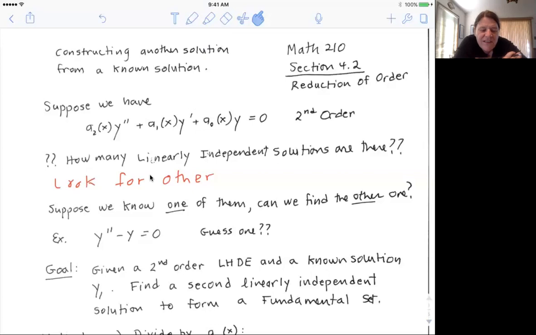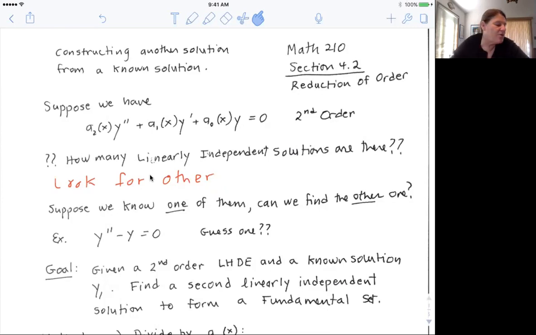Does anybody see one that they think might work? Think of a really basic function that's easy to differentiate, and maybe you can figure out that when you plug it in, double differentiate, and subtract the original, it'll be 0. Take your mic off if you've got an answer. Anybody figure out which one might work there? Differentiate it twice, take it away, and you get 0. Yeah, e to the x, exactly.